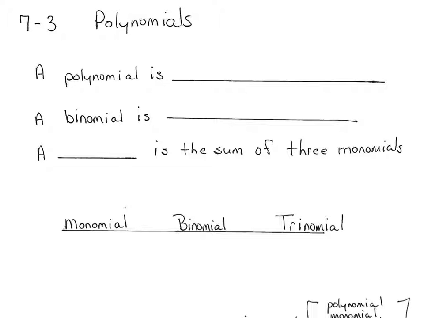Up to this point, we have looked at monomials. Remember when we talked about monomials, it's an expression that could be just a single constant, a variable, or the product of constants and variables. In a monomial, you do not divide by a variable. If you divide by a variable, it's not a monomial.